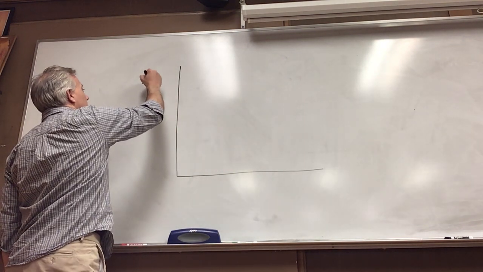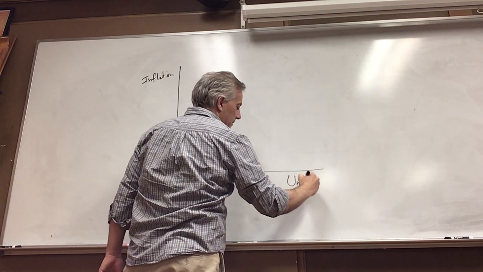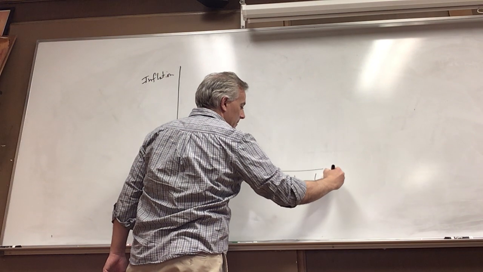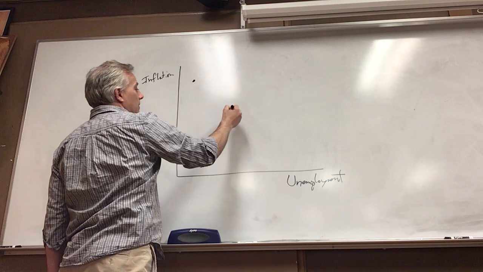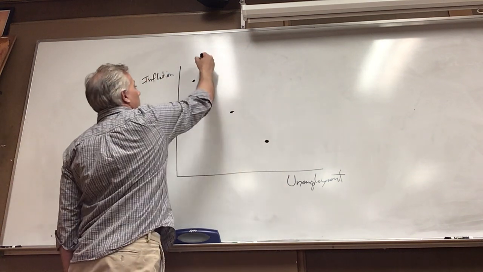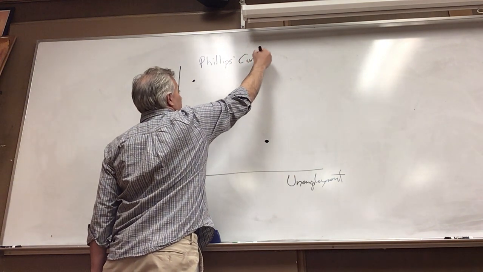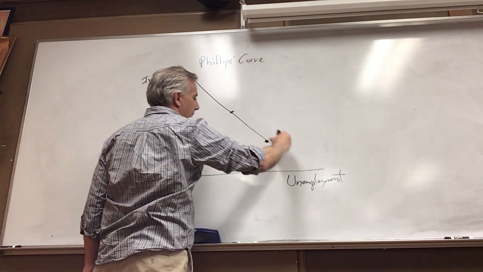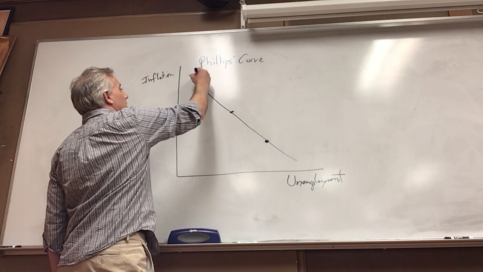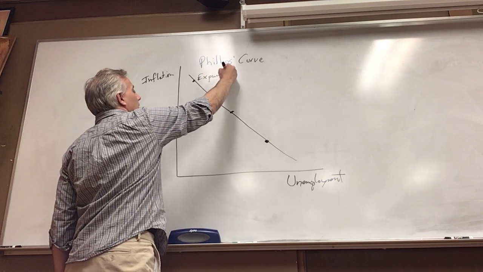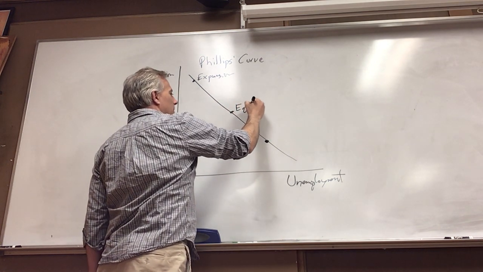Remember, first of all, the Phillips curve is inflation versus unemployment, not employment. All right? And we say that there's an inverse relationship. Philip enjoys eating ravioli. Expansion, high inflation, low unemployment. Equilibrium.